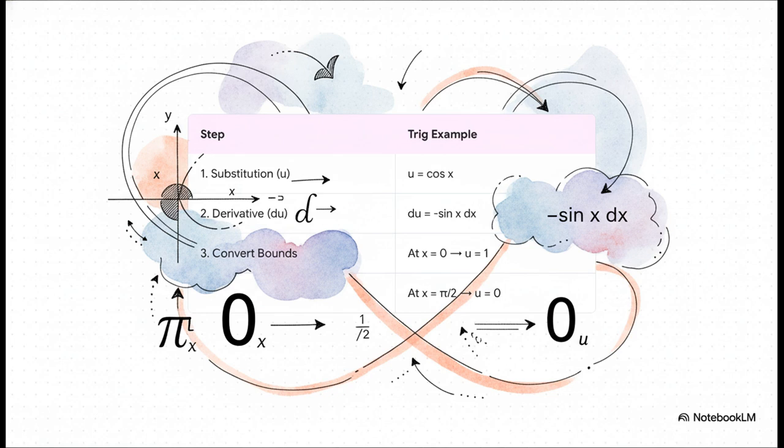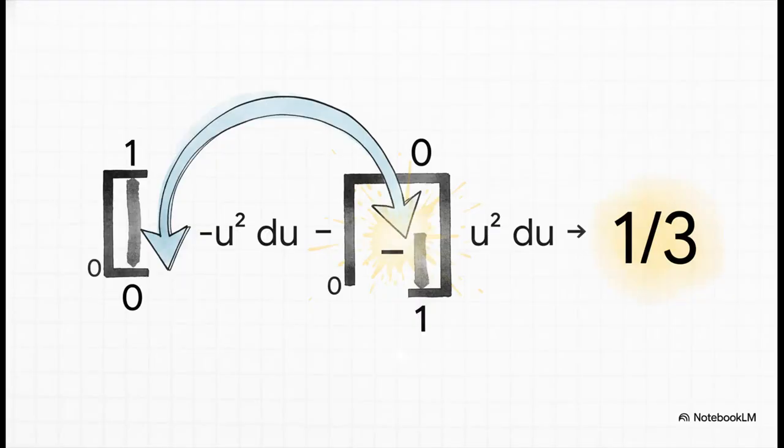Now check out the bounds. This is cool. The lower x bound of 0 becomes a u bound of 1, and the upper x bound of pi over 2 becomes a u bound of 0. Whoa! The bounds actually flipped. So now our new integral goes from 1 to 0, which feels a bit weird, right?